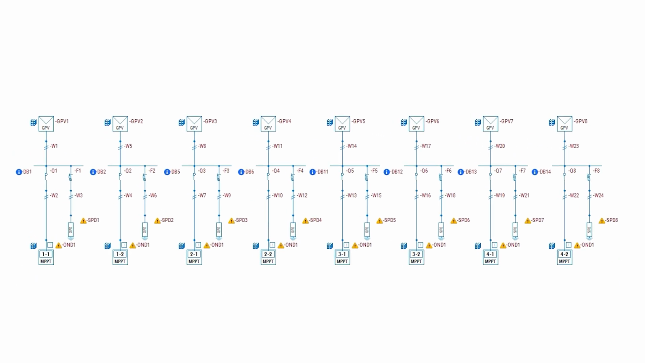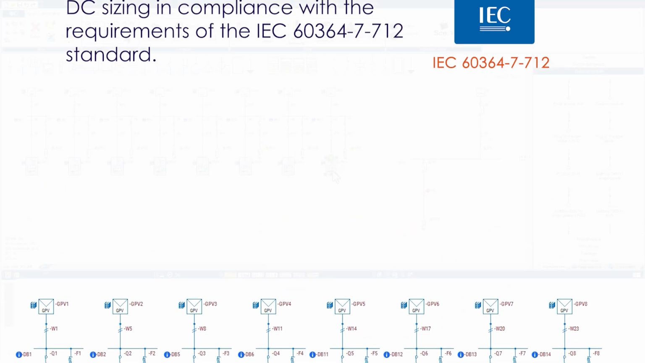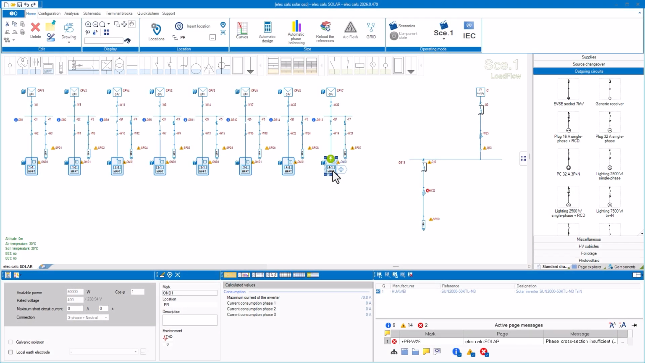This enables the DC sizing in compliance with the requirements of the IEC 60364-7712 standard. Standards, voltages, short-circuit currents, power flows. The solar module checks every detail of your installation to ensure its reliability and compliance.